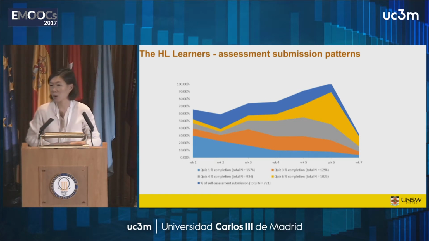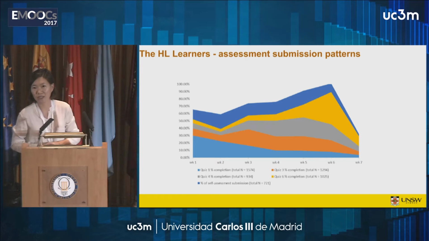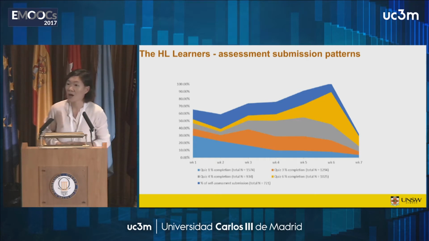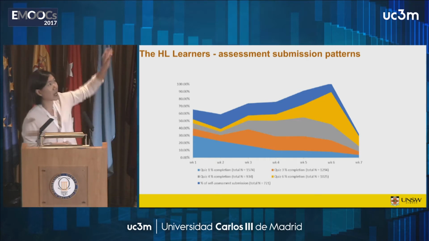And it's very interesting that you will be able to see the biggest portion happens in the corresponding week. So for example, quiz one, the biggest proportion happens in week one, and quiz two, quiz three, week three, and quiz five, week five. The interesting thing is at the top.